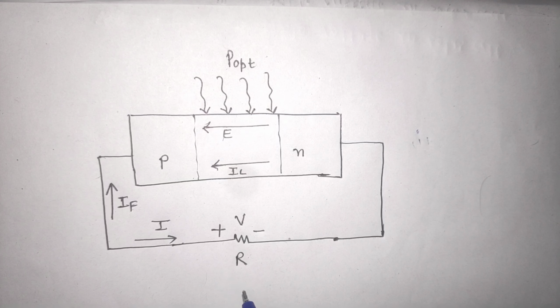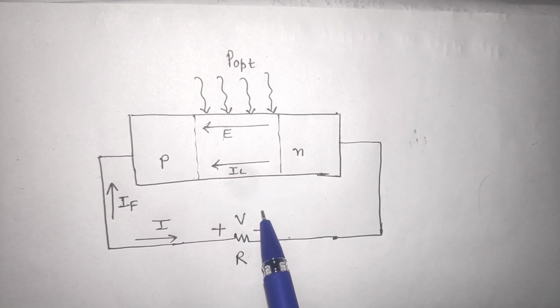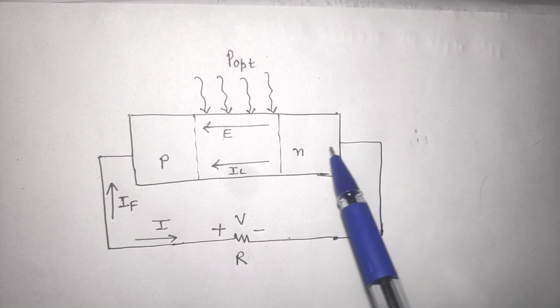In the first case we will assume that this resistance is equal to 0. Then this load will act as a short circuit and voltage across it will be equal to 0. So maximum current will flow across this line, which is known as ISC, short circuit current, since this resistance is short circuited and P and N region is directly connected.